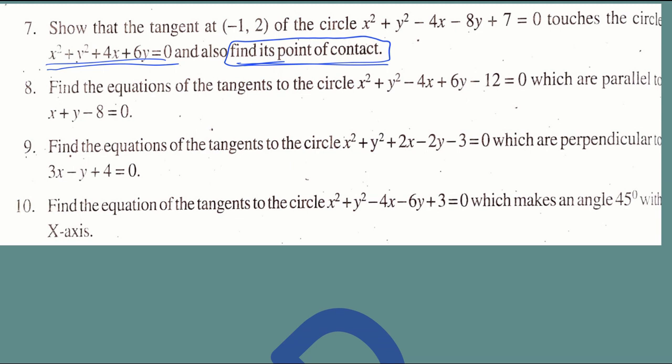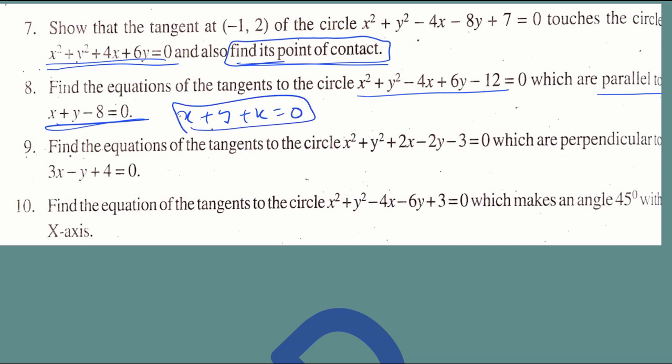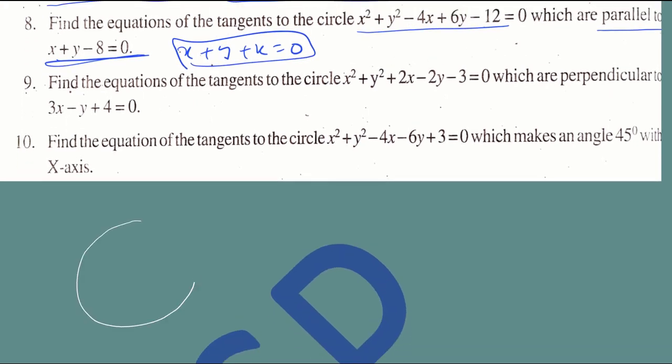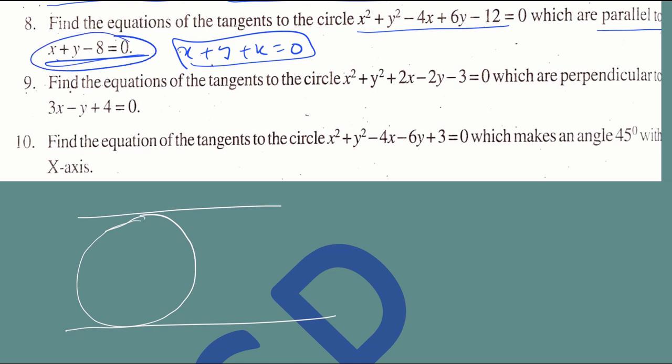Observe that in the 8th problem you are asking for tangents to this circle which are parallel to this line. So the required tangents are of the form x + y + k = 0 because they are parallel to it. See here, I have the given circle, and I want tangents parallel to this line. So the required tangents, their equations are of the form x + y + k = 0.